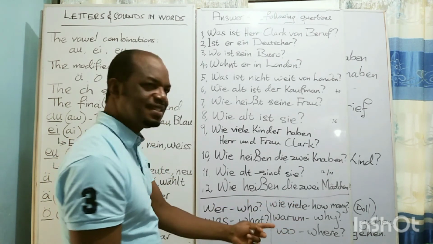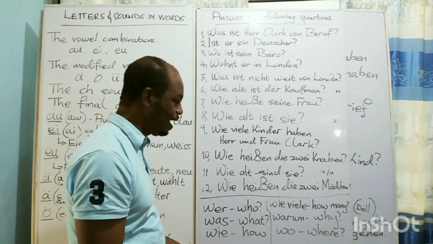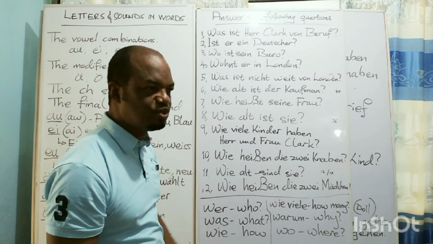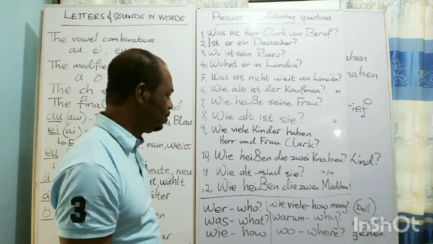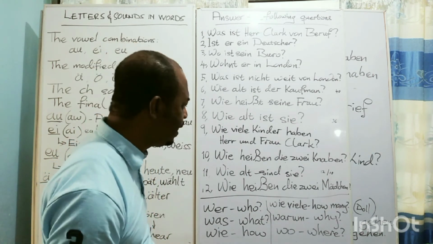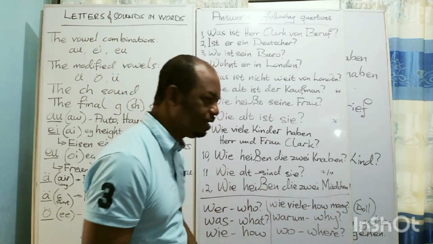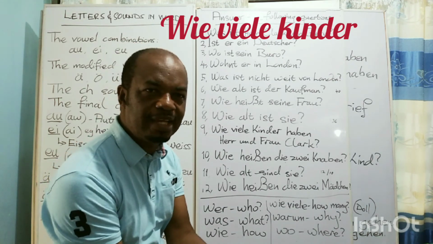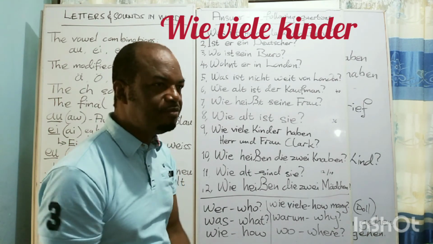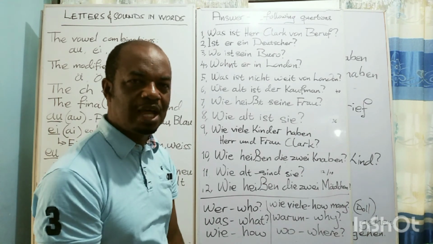What is that? Wie, how? Wie alt bist du? How old are you? So if you want to say how many, wie viele? How many? Wie viele Bücher? How many books? Wie viele Kinder? How many children? Wie viele Häuser? How many houses? Wie viele Autos? How many cars?